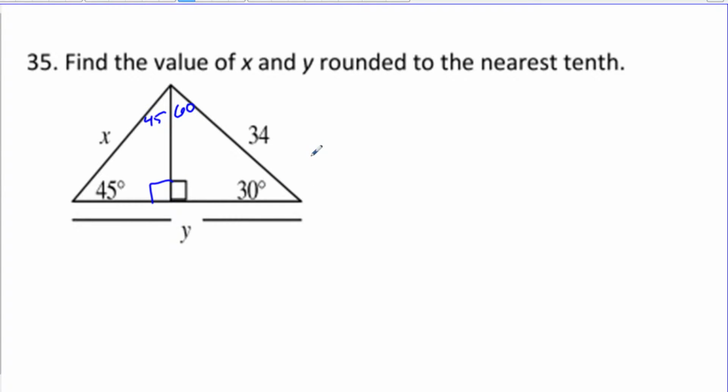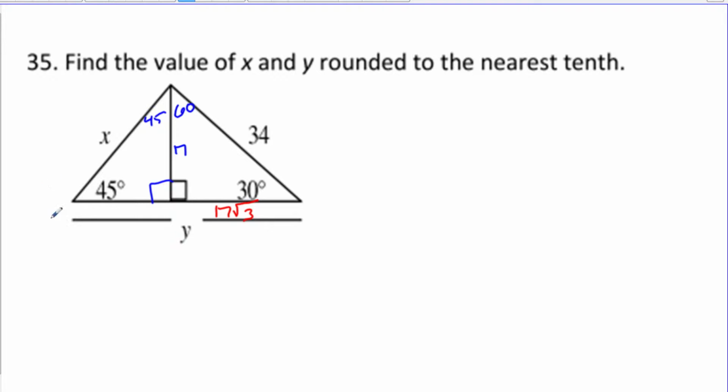And the rules for 30, 60, 90 say that the hypotenuse is always double the short leg. The short leg's across from the 30, so that means that this little line in here has to be worth 17. Okay? The long leg is across from the 60, and that is always the short leg times the square root of 3. So right here I'm going to say the short leg was 17 times the square root of 3. That goes there. Okay? So now I've filled in all the information for the 30, 60, 90. I haven't answered any of their questions yet. I don't know x or I don't know y, so I'm just going to keep going.